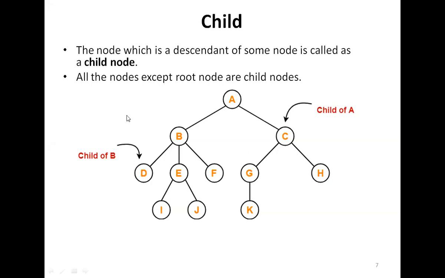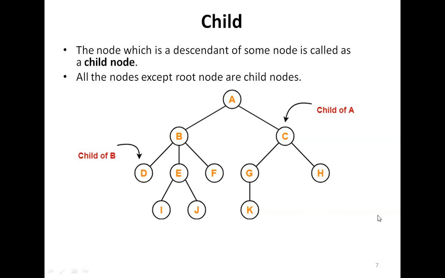And all the nodes except the root node are child nodes. The root node is not a child node because it is not a descendant of any other node. Is root node A a descendant of any other node? No, because the starting point is this one, A. From A, all other nodes originate. So this is the root node. The root node is not a child node; all other nodes can be child nodes.